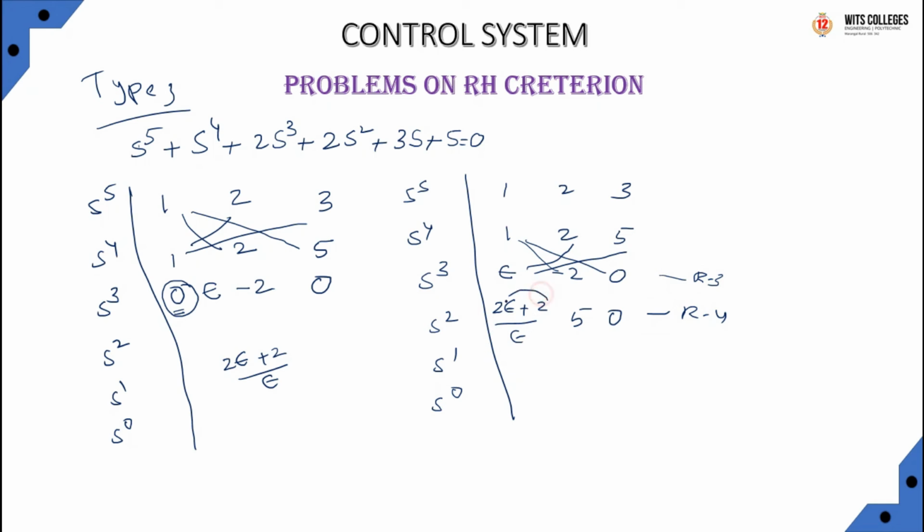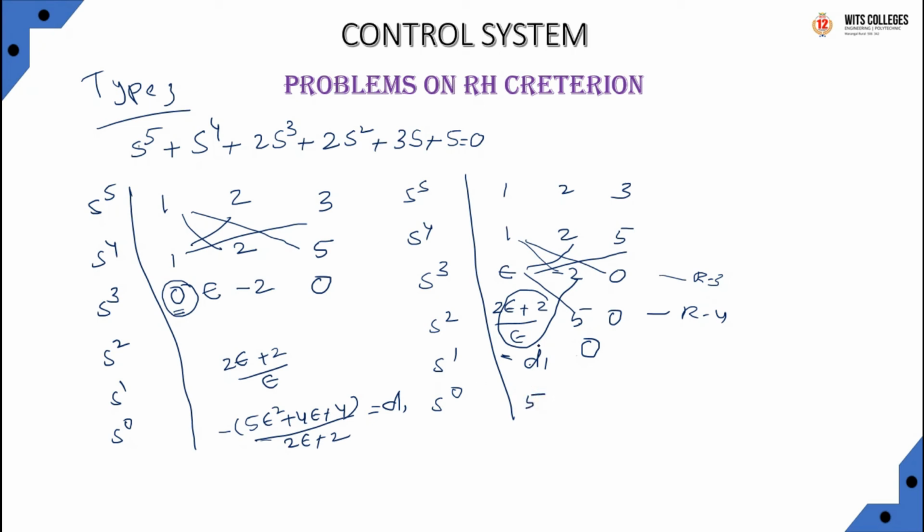Next, for s power 1, again this value is multiplied with 1 and minus 1 into epsilon into 5. Here we get the finalized value: minus 5 epsilon square plus 4 epsilon plus 4, divided by 2 epsilon plus 2. This is the value obtained for s power 1. Let's assume d1 represents this total value. The next one is obviously 0. Then d1 multiplied with 5 minus 0, d1 cancels, and we get only 5.